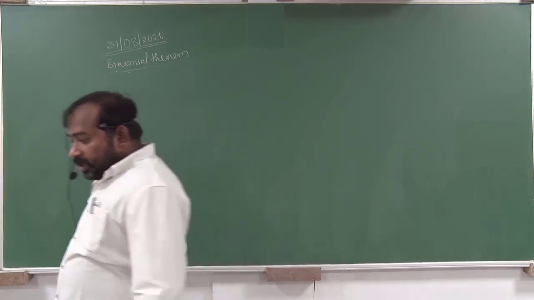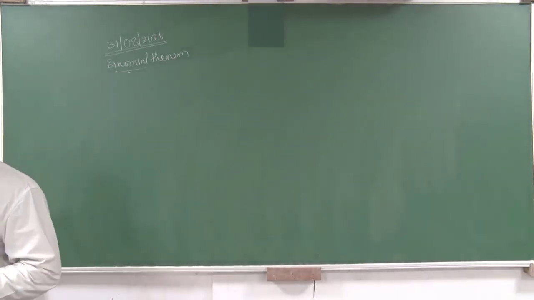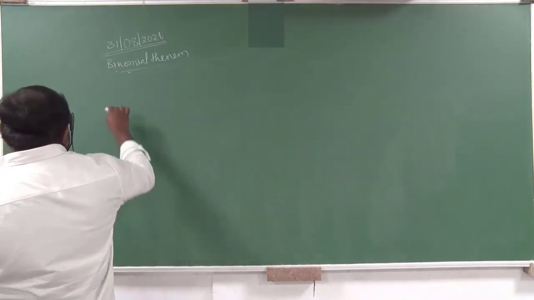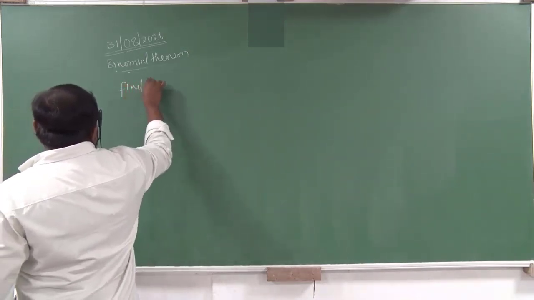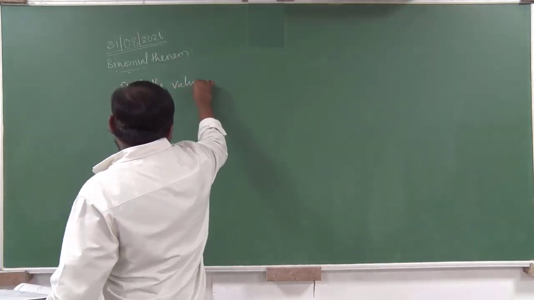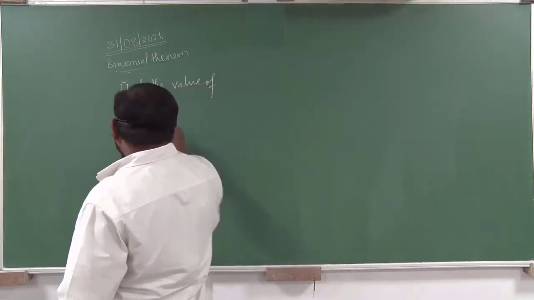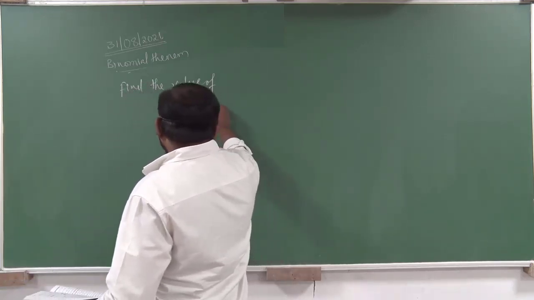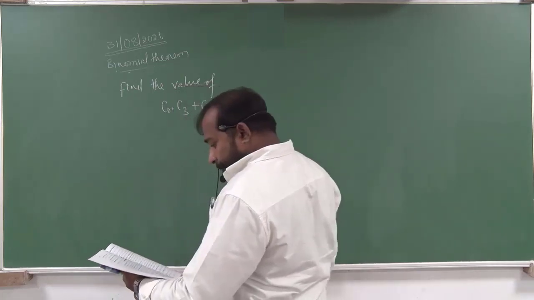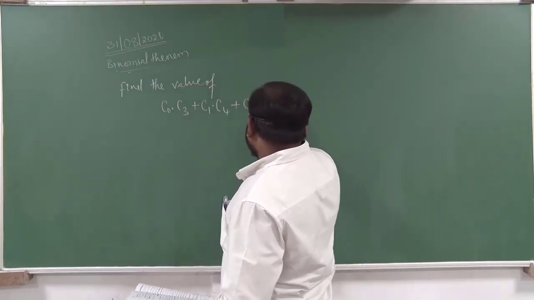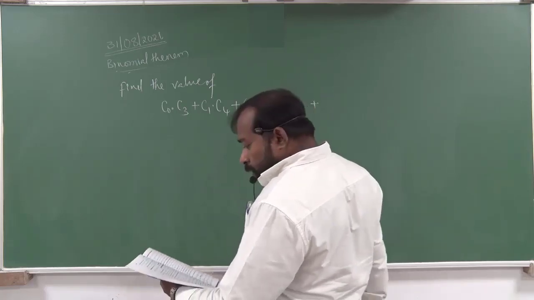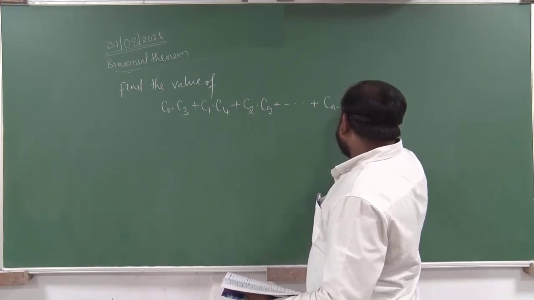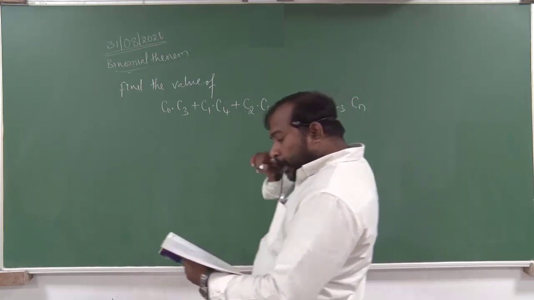Now, here is one more example they gave. Find the value of C0 into C3 plus C1 into C4 plus C2 into C5 plus and so on, plus Cn minus 3 into Cn. This is the value they gave.